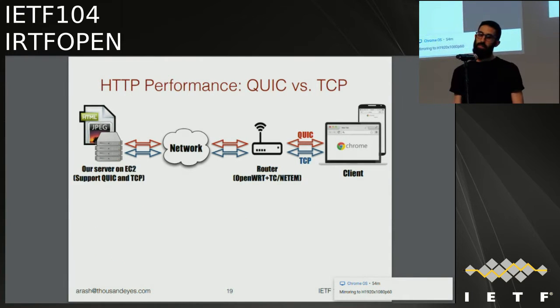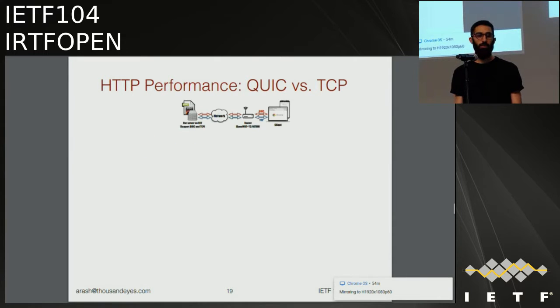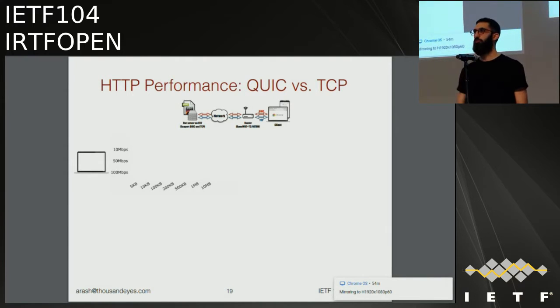All right, so now that we have our testbed complete, we did some tests. I'm going to start showing you results from a desktop client, and I'm going to show you some simple results where we're downloading different object sizes from 5 kilobyte to 10 megabyte, at different bottleneck bandwidths. And we're comparing how Quick and TCP perform compared to each other.